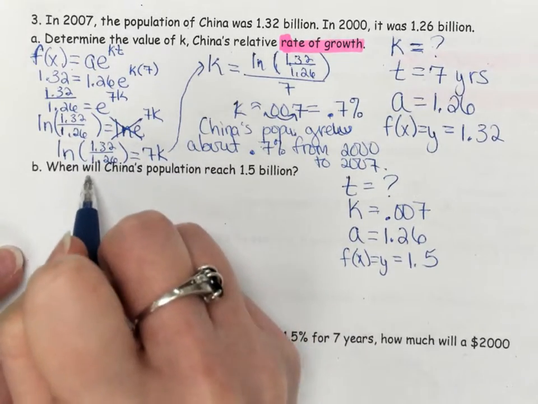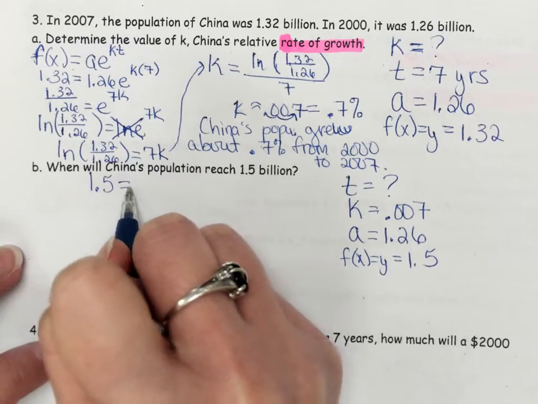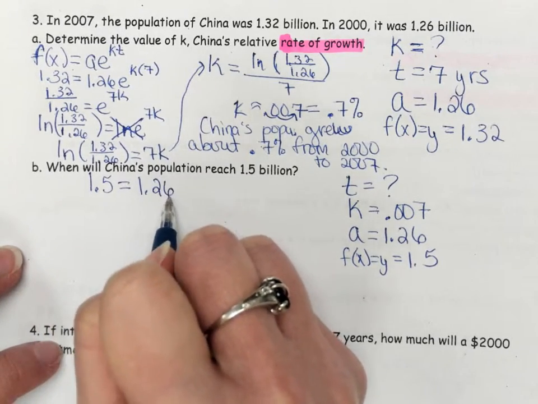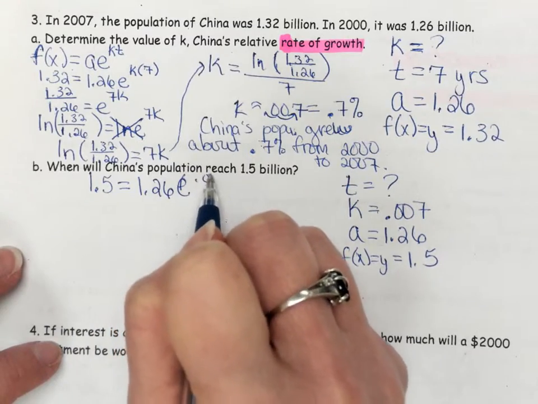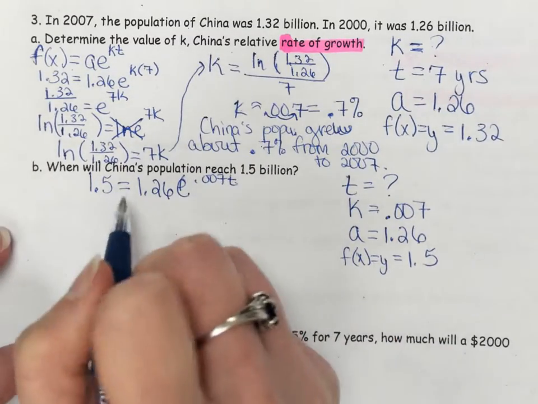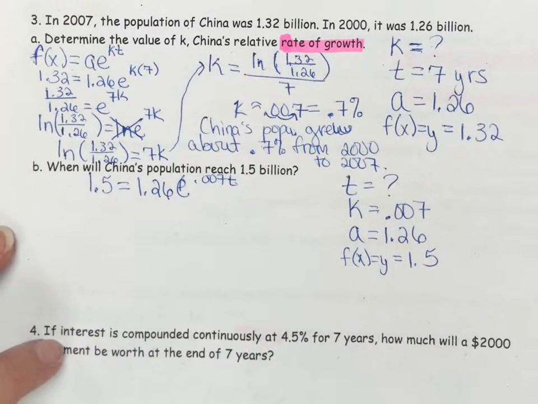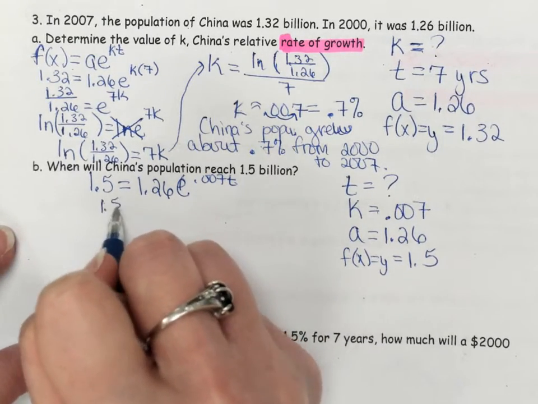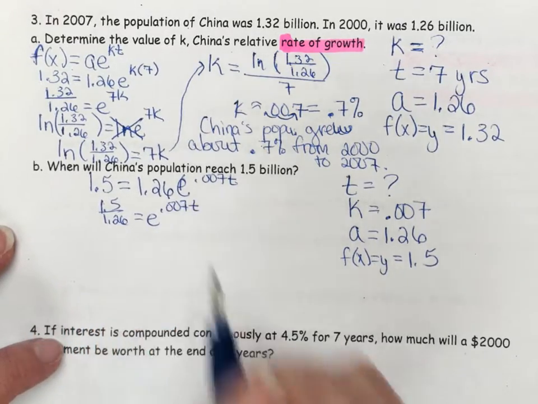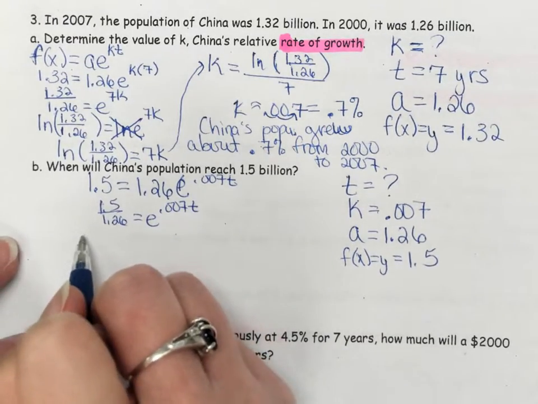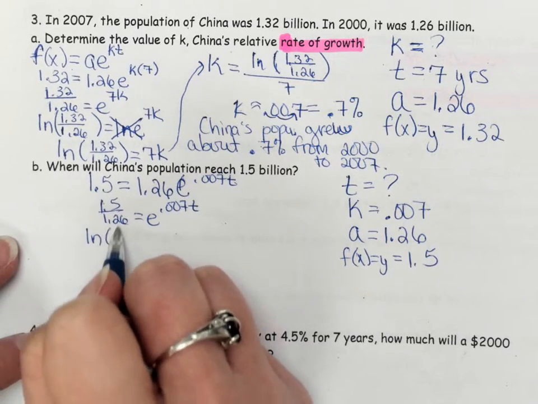So f of x is 1.5. A, my initial amount, is 1.26. And then e to the 0.007t. All right, what do I do first? Divide. Does that divide evenly? Probably not. No, it doesn't. 1.5 divided by 1.26 equals e to the 0.007t. Now what do I do? Natural log. Very good.